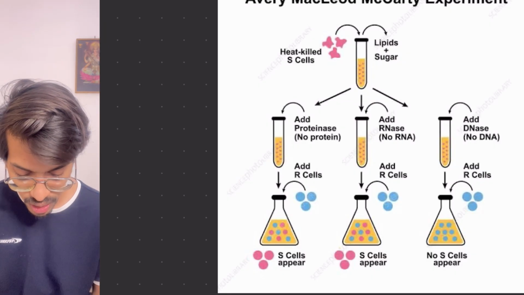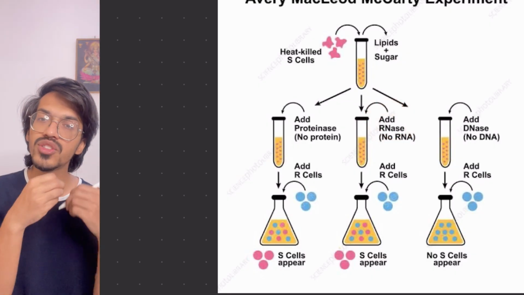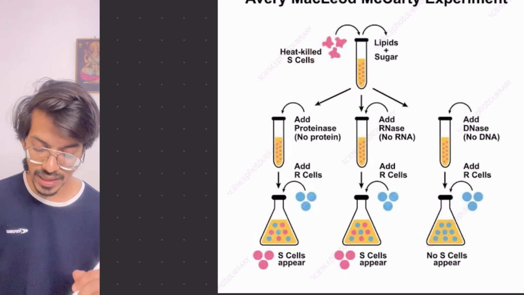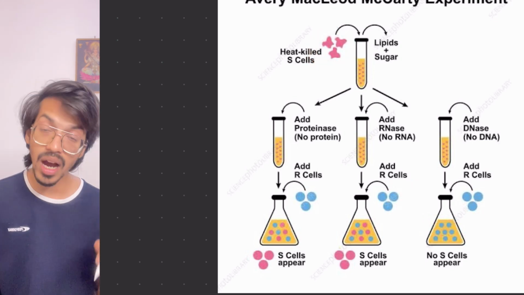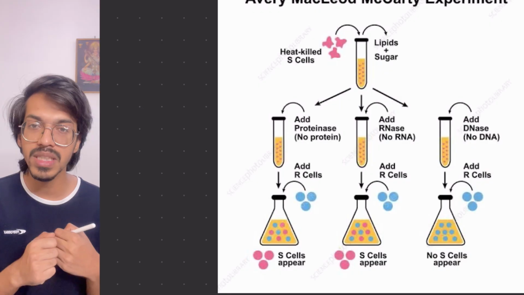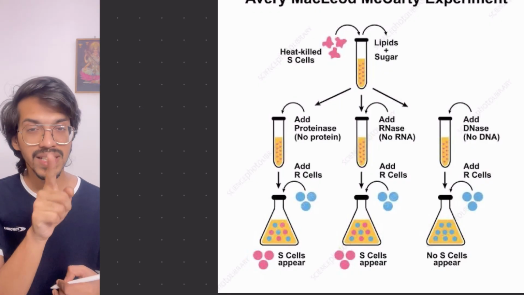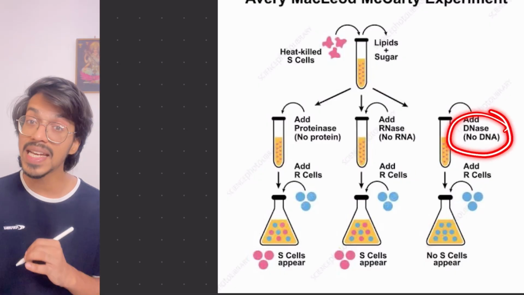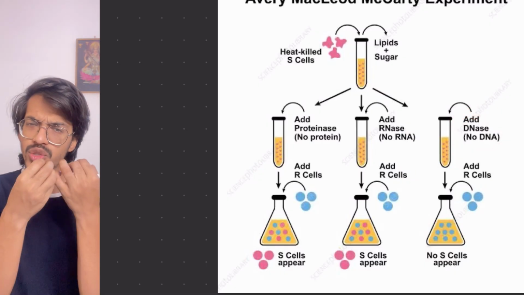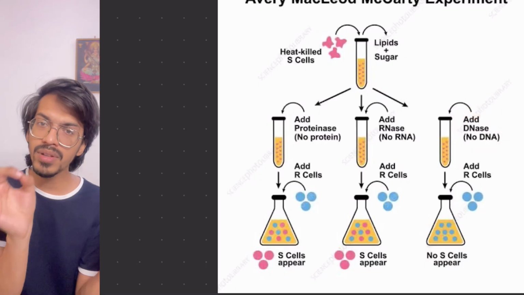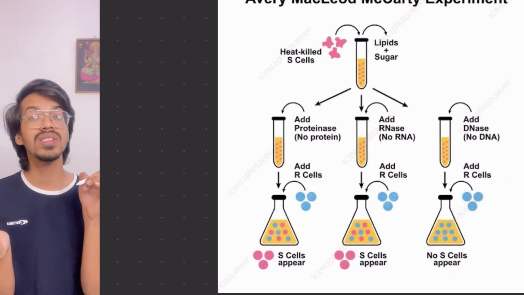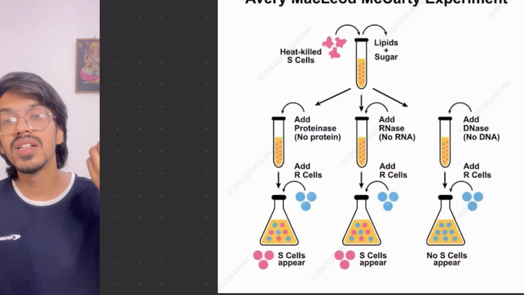In the next, they took RNase, which will destroy all the RNA present in this heat killed S. Then they give it to the R strain. R strain again transforms themselves. So means who is left? DNA. Let's see that if we kill the DNA, we put the DNase enzyme which destroys all the DNA. And when we give it to the R strain, no S strain appears. Means it was DNA only which was transforming.